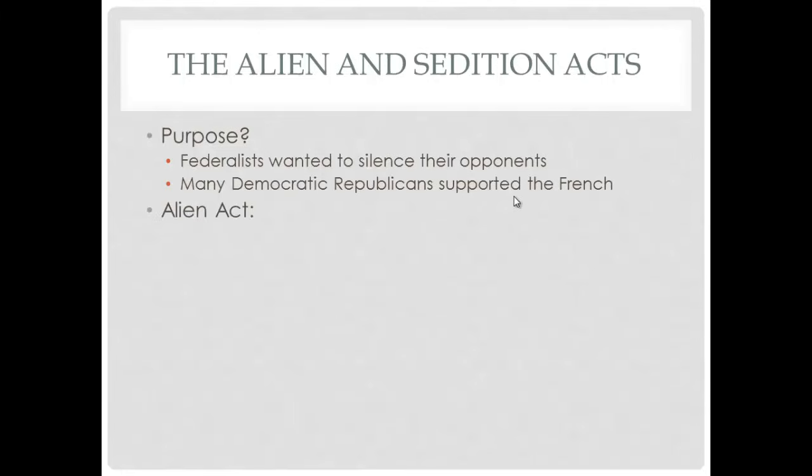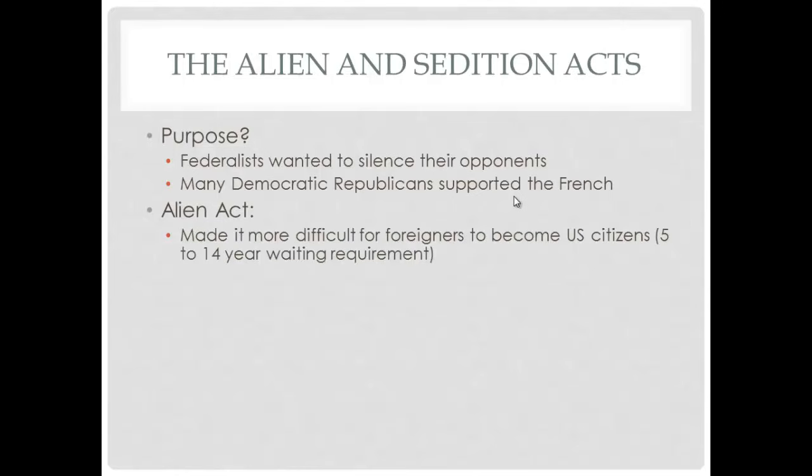So there are two separate acts, and the Alien Act made it more difficult for foreigners to become U.S. citizens. It actually increased the waiting period from 5 years to 14 years before they could become citizens. It also gave the president the power to deport any foreign citizens.